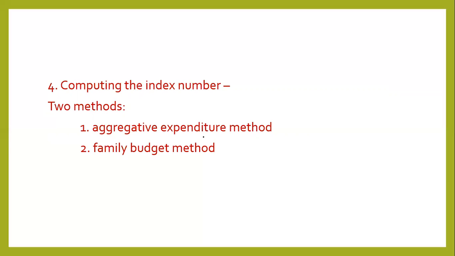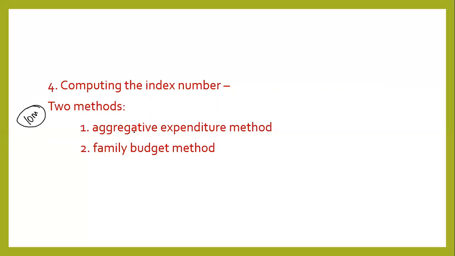And the fourth one, the last one, is computing the index number. Once you set a particular price, you have to compute an index number. When you compute an index number, again there are two methods here, and this is a very important method which will appear for 10 marks. A problem will surely appear for 10 marks from this method. So the two methods are the aggregative expenditure method and the family budget method.